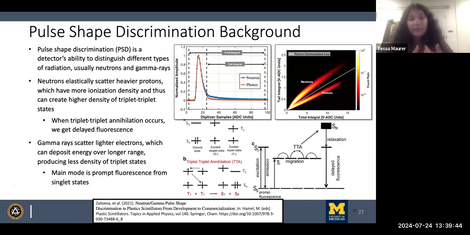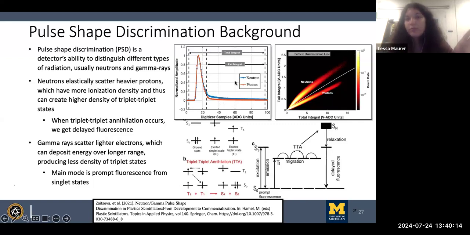On the other hand, with gamma rays, they're scattering lighter electrons. They can move farther, so they have less ionization density. And this produces fewer triplet states, making triplet annihilation less likely. So the main mode for gamma rays is prompt fluorescence. Instead, we get singlet excitation and de-excitation. You can see what that looks like in the plot here on the top left.